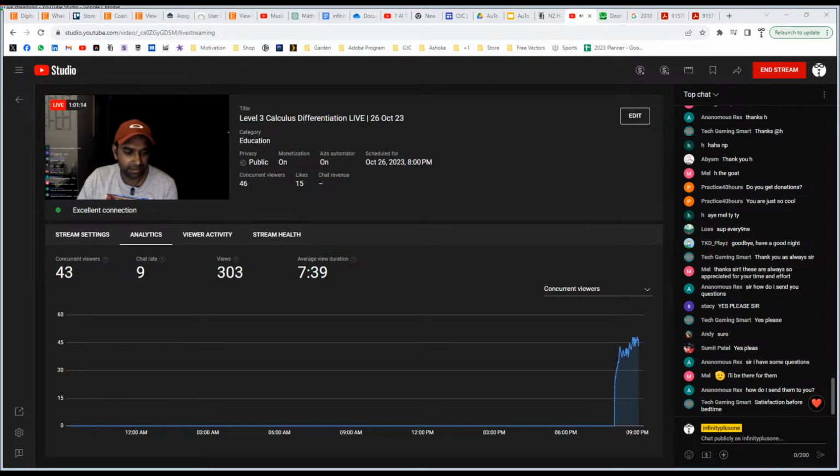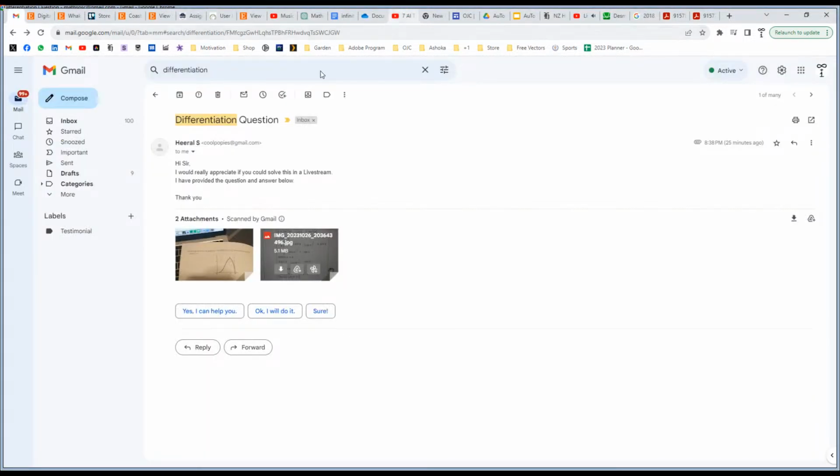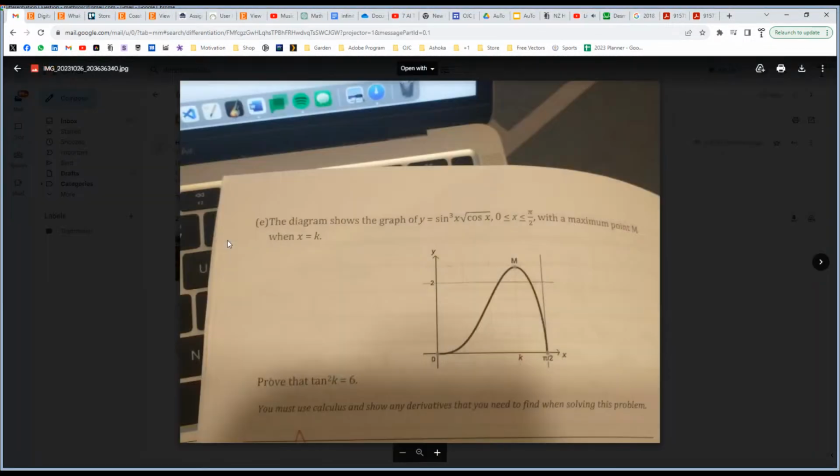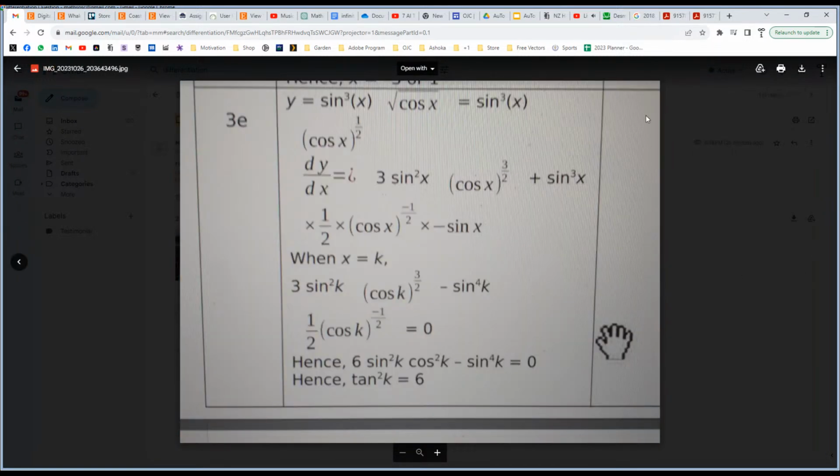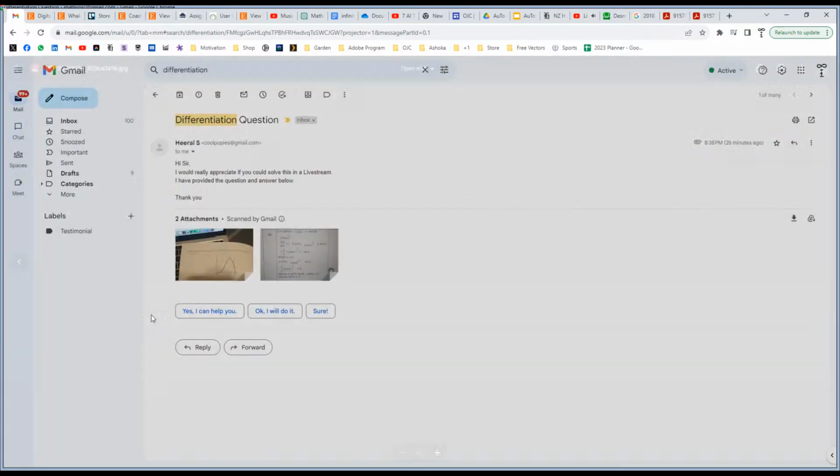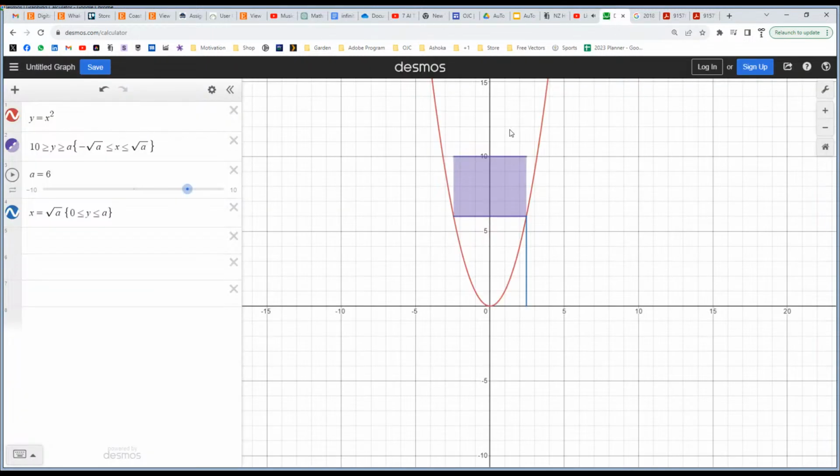I'll show you what I mean. Basically, this is what H sent me. He sent me the question, sent me the answer, and that's good enough for me to go with. And then based on that, I can just go, yep, this is something that we can easily do.